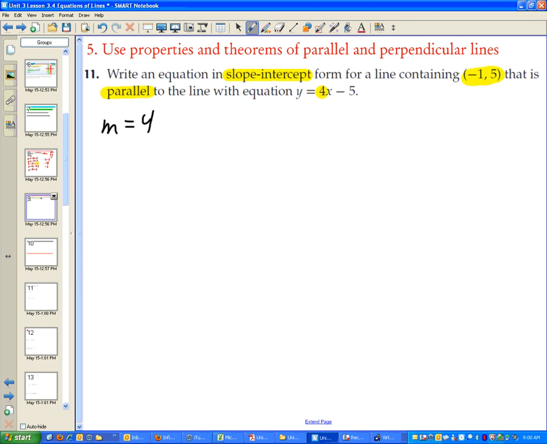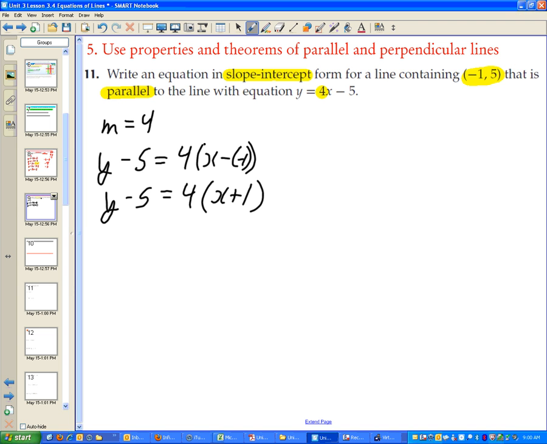You following me? All right, so we've got the slope. We have a point: y minus what? 5 equals what? 4 times the quantity x minus -1. And you're going to learn to love it when your slope is an integer because you don't have fractions to deal with. Simplify first, then we'll solve. So inside the parentheses, make that x plus 1. I'm still not through simplifying. Distribute the 4, and now add 5 to both sides.